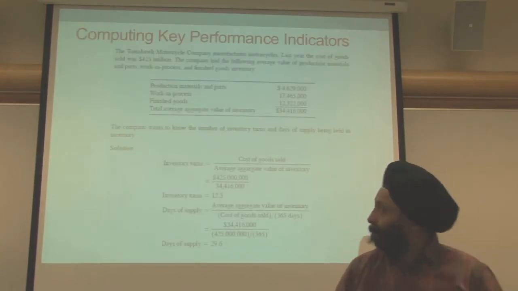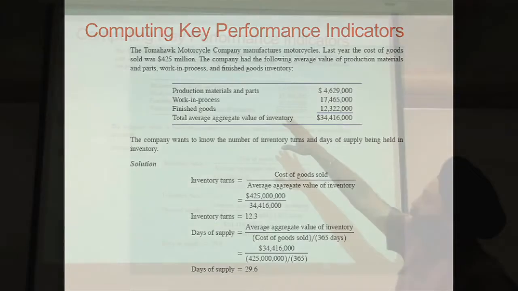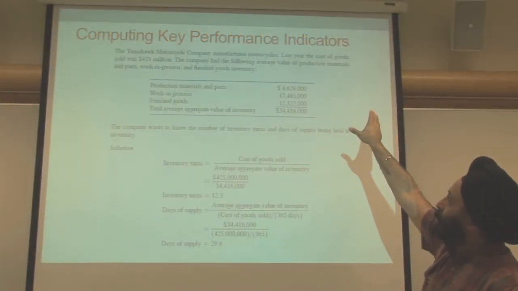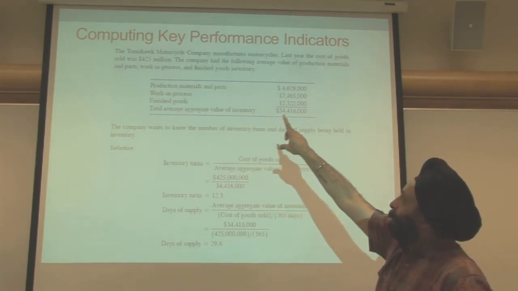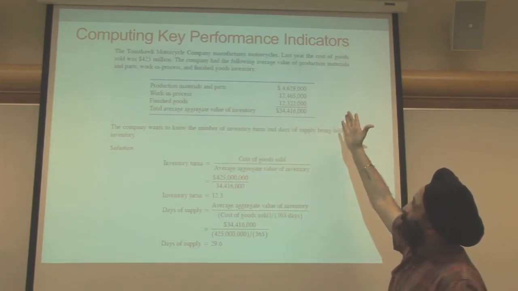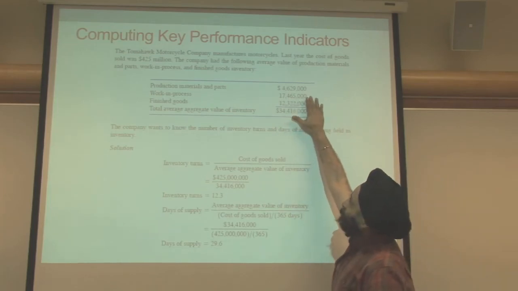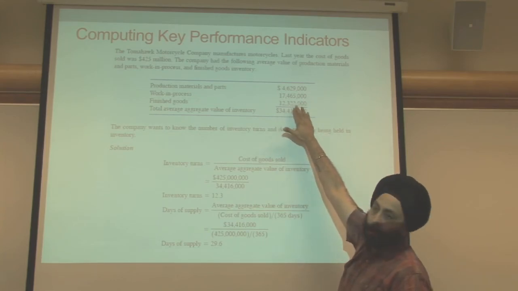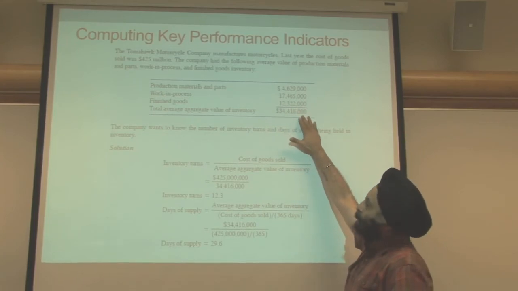So here is an example of how key performance indicators are calculated. You have a motorcycle company manufacturing a variety of motorcycles. Last year, the cost of goods sold was $425 million. The company had the following average value of production material and parts, and that's given to you. So you have $4.6 million in production material and parts. Work in process is $17.46 million, and finished goods is $12.32 million.